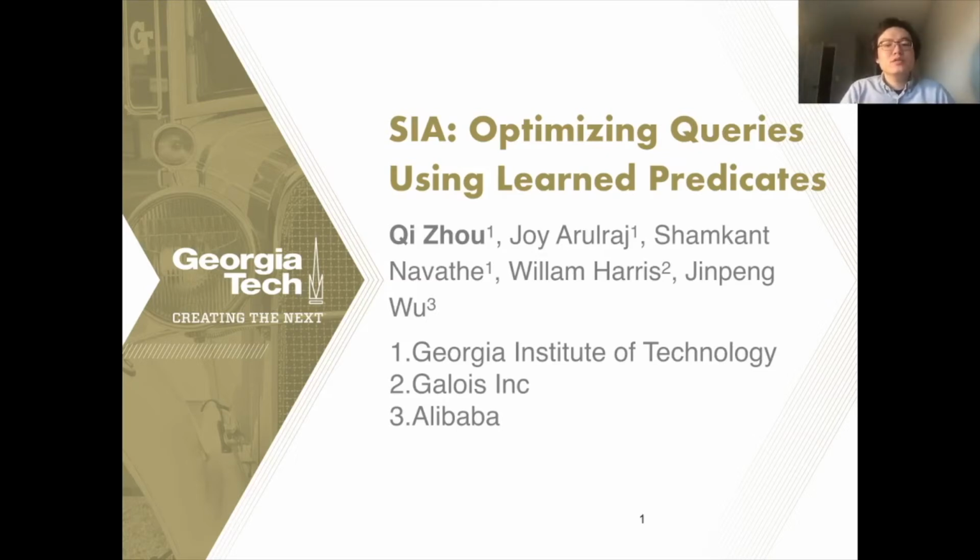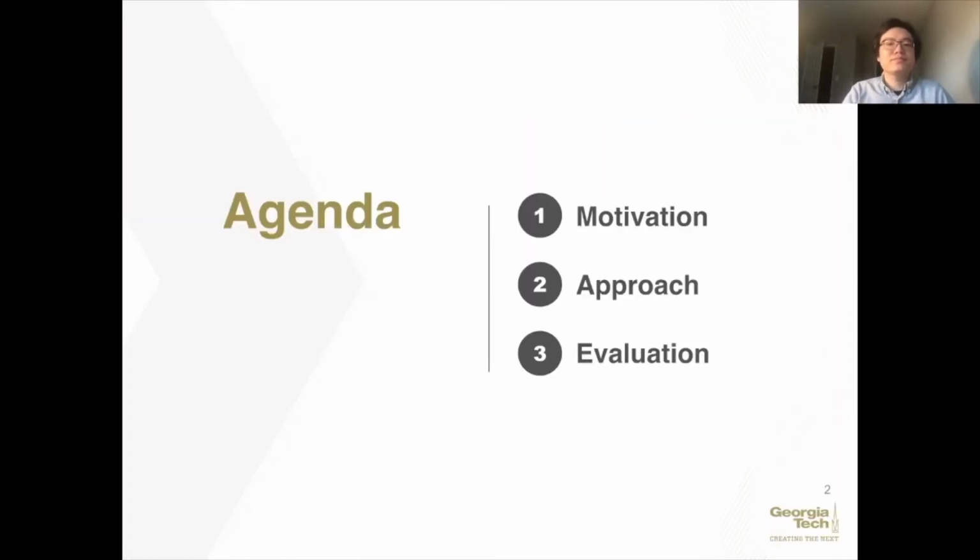I'm Qi. Today I'm going to talk about how to use learned predicates to optimize query executions. This is a joint work between Georgia Tech, Gauss, and Alibaba.